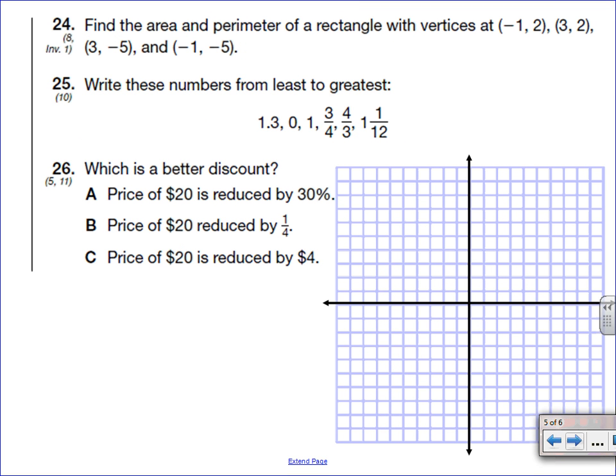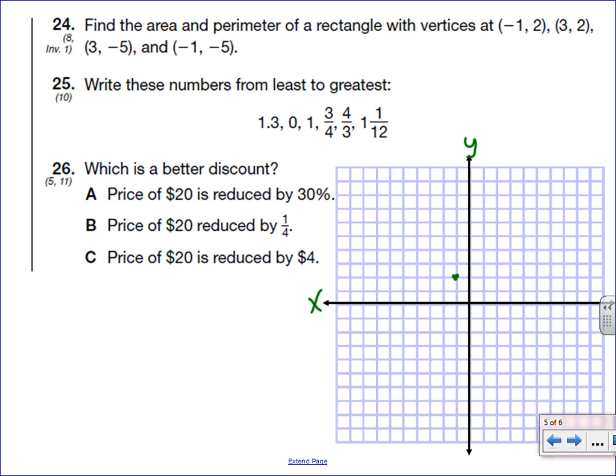Find the area and perimeter of a rectangle with vertices at -1, 2. Again, you don't have this graph paper in your packet, but you can do it on the back side of your worksheet, or you can download this worksheet from Facebook. Again, x is side to side, y is up and down. -1 means go over to the left 1, and then 2 means go up 2.